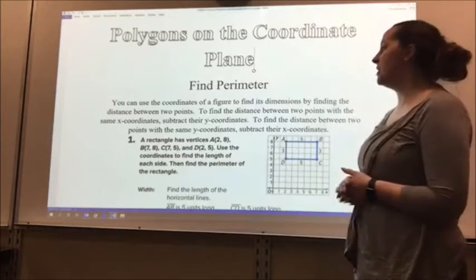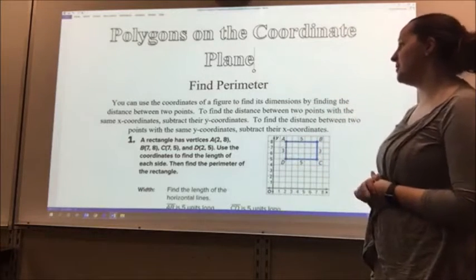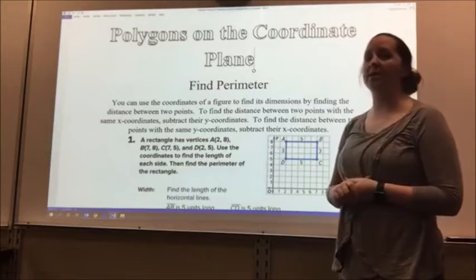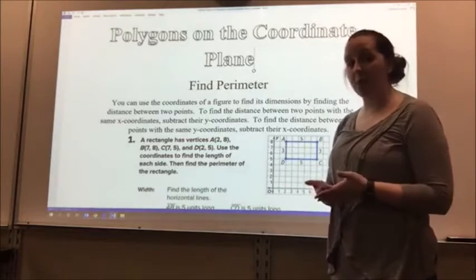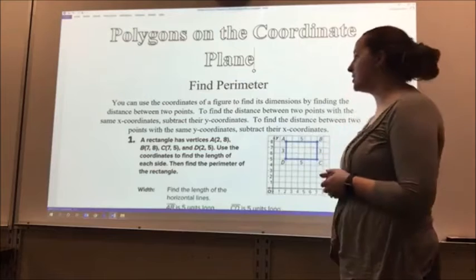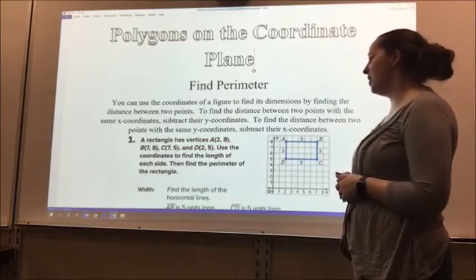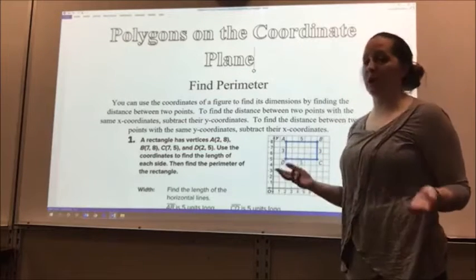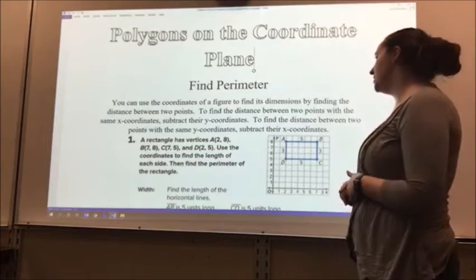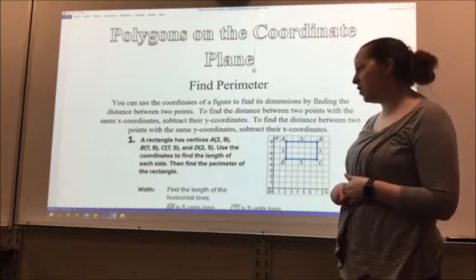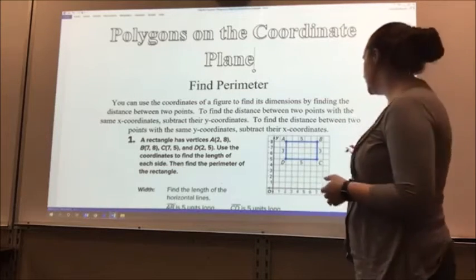We use the coordinates of a figure to find its dimensions by finding the distance between 2 points. Again, you can either subtract the 2 points if you know them, or you can count boxes. To find the distance between 2 points with the same x-coordinates, you subtract their y-coordinates. To find the distance between 2 points with the same y-coordinates, you subtract their x-coordinates.